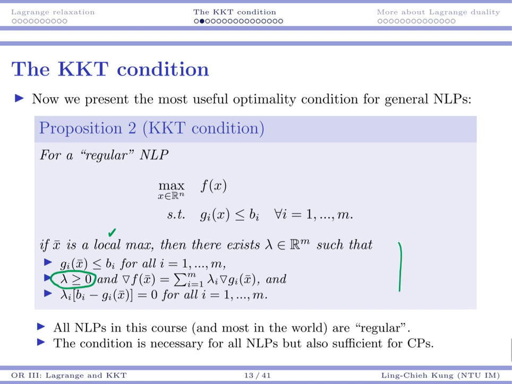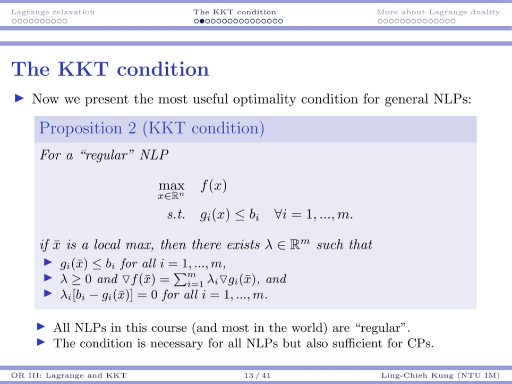You know the conditions are derived somehow following the ideas of Lagrange multipliers. When you do Lagrange relaxation, your lambda should be non-negative, right? So this is somewhat familiar. And also, your lambda and your x bar should satisfy this thing. The gradient of f at x bar should equal the sum of all the lambda times the gradient of g at x bar. So this looks a little bit weird, but later we will show you what that means.